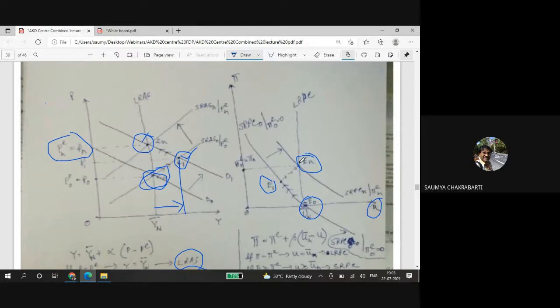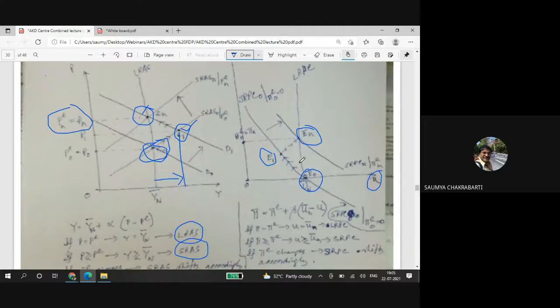With this, I stop here. But if you have any question, you can ask. Otherwise, I go to the next part. It's not complicated. It's an extension of this diagram.